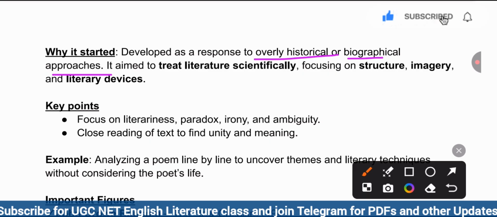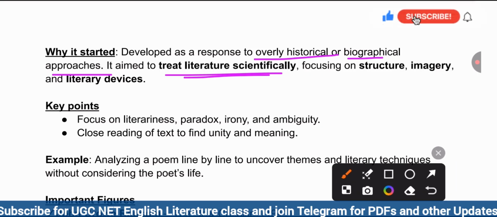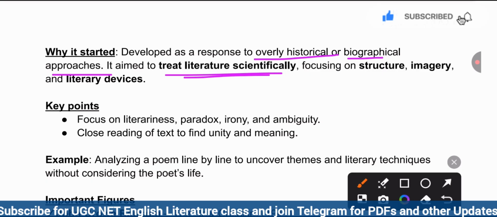It aims to treat literature scientifically. Biographical, historical approaches, in the sense of Samuel Johnson, who used biographies a lot. You can take the example of Lives of the Poets. In this work, he analyzes and talks about the lives of the writers, analyzing everything of the writer's life by taking their background. So in New Criticism, this was discarded. No need to focus on historical background, biographical background, writer's intention, or reader's intention, but there will be the text only, and you will find out the meaning.